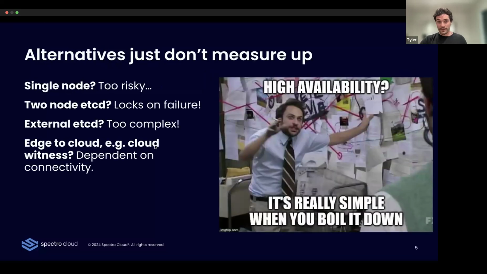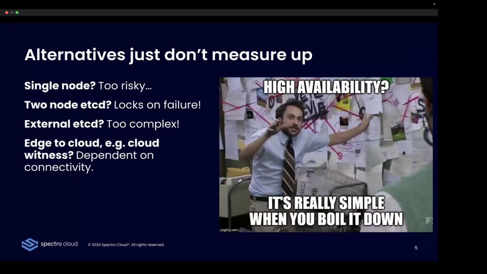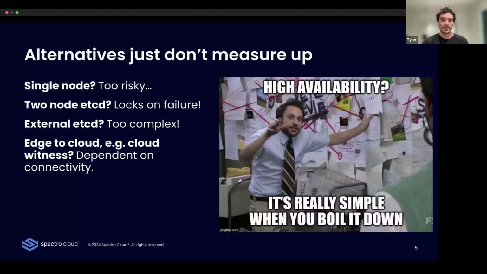So there are some alternatives, and here's why they don't measure up. Basically, if you want to use a single node, that's too risky. Some applications, some use cases can get away with that if it's a weather station and you're fine with downtime. But like I mentioned before, if it's going to impact your bottom line, you just can't do that.